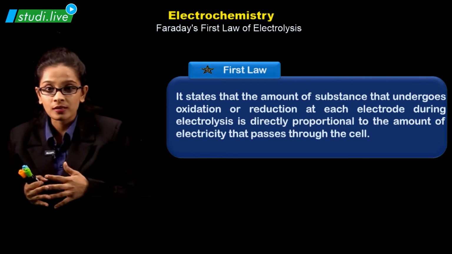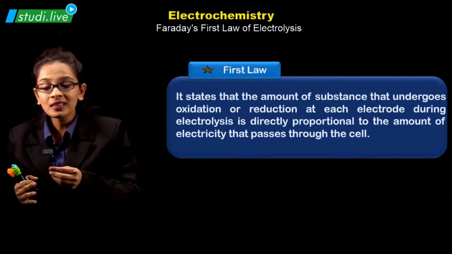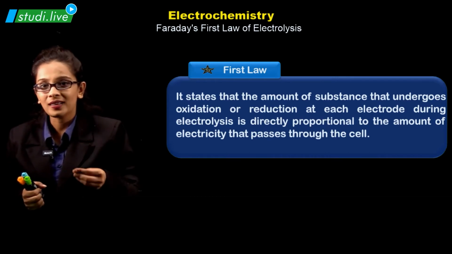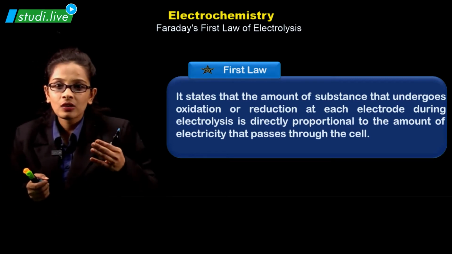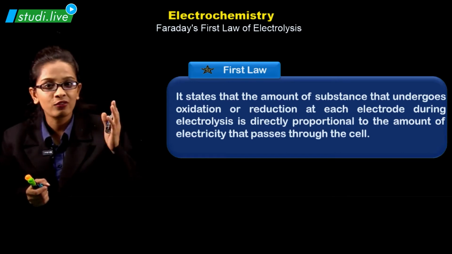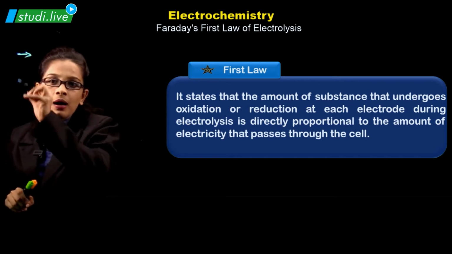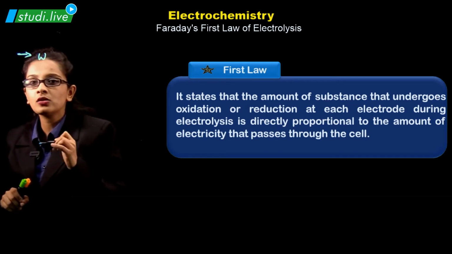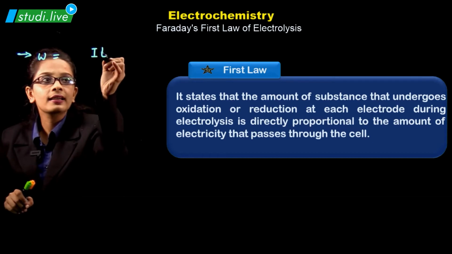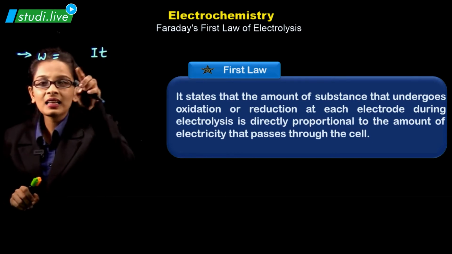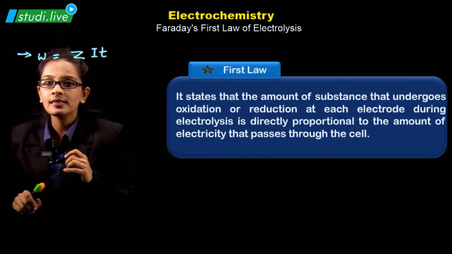So the amount of substance getting oxidized or reduced is going to depend upon how much amount of electricity we are passing through it. To understand this topic very well, let's try to understand the formula derived from this law. So we can say the amount of substance getting oxidized or reduced is directly proportional to the amount of electricity passed through it. So to remove the proportionality sign over here, we are going to add Z over here.